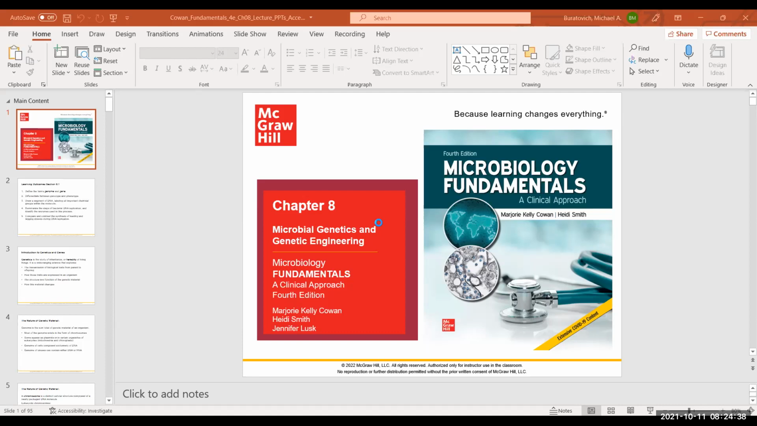Replication fork. Notice that the strands have been unwound and pulled apart. Notice that one of those strands is used as the template for the synthesis of new DNA, and the other is for the synthesis also of new DNA, albeit with a slightly different mechanism. That's your semi-conservative replication.